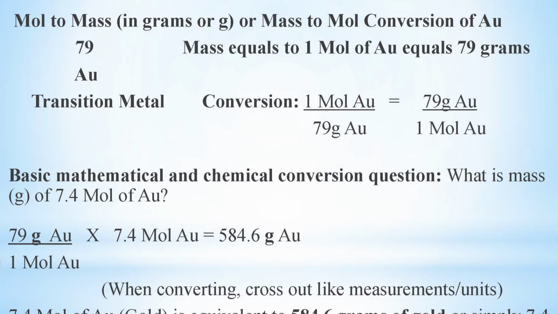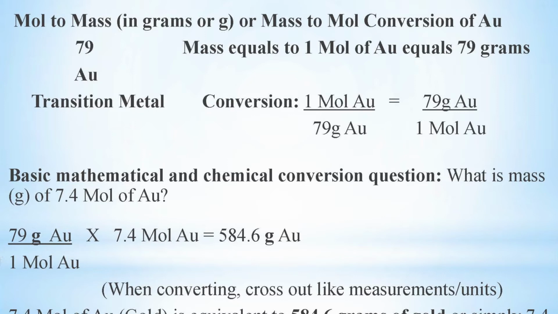So on the top here, I have 79 grams of gold, which is the numerator, and the denominator is the equivalent, which is 1 mole of gold. Again, how do we know that? Because it is a fact that 79 grams of gold is equal to 1 mole of gold, and 1 mole of gold is equal to 79 grams of gold, which is mass. But the question is, what is the mass of 7.4 moles of gold?